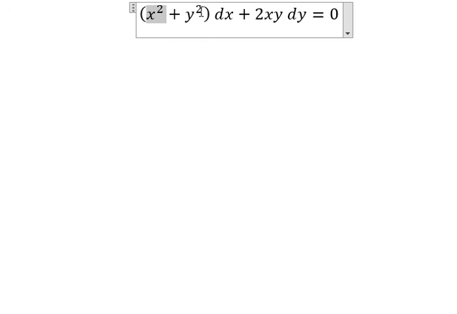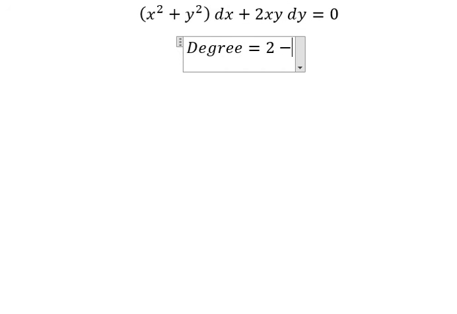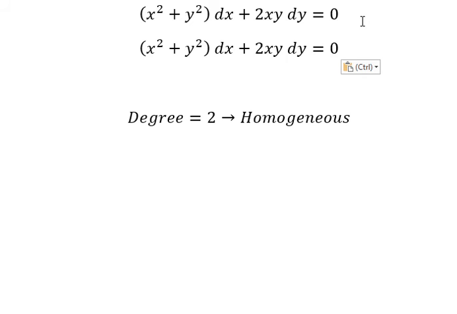We have x squared, y squared, xy. They are degree number 2. So we can use the homogeneous method. Next, we need to divide both sides by dx.